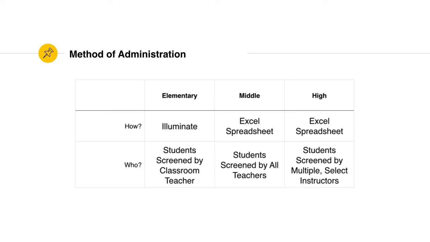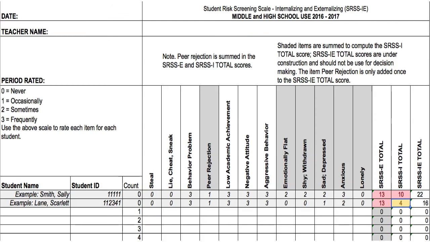Similar to in years past, elementary teachers will be independently screening their classrooms, middle school teachers will be rating all students on their team, and high school teachers will be given a selected number of students from their sections to screen. Here is a snapshot of our screening tool, the Student Risk Screening Scale, or SRSS.